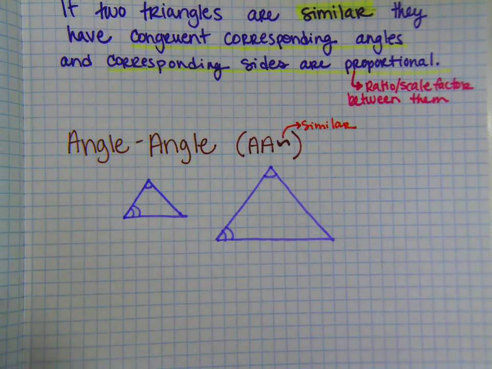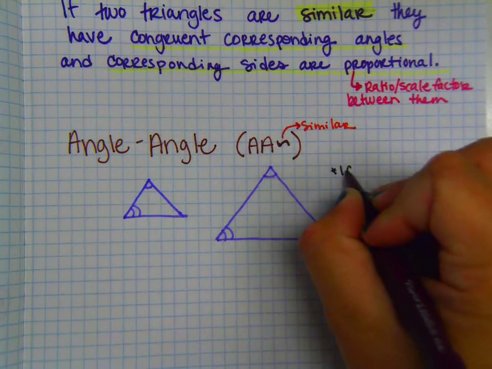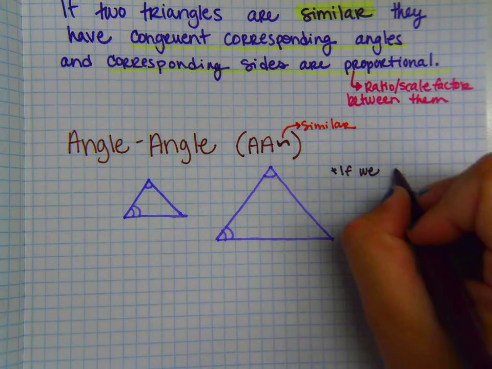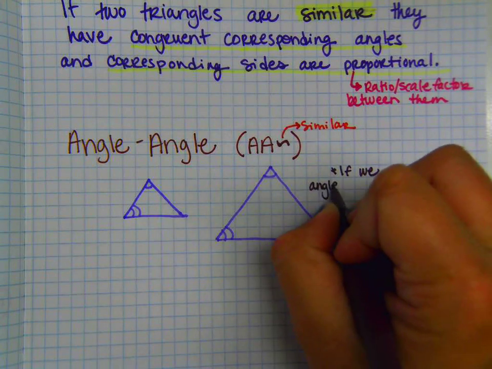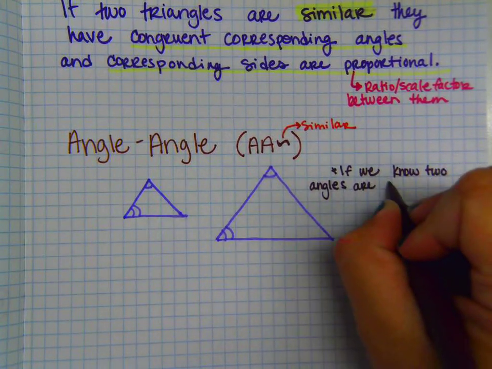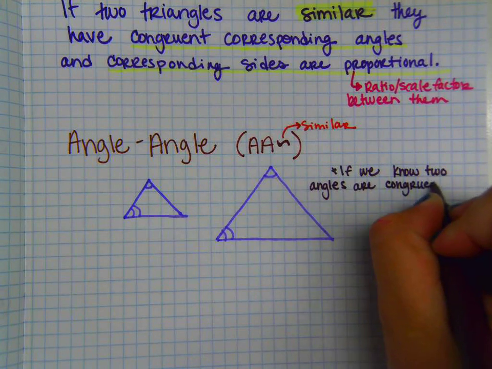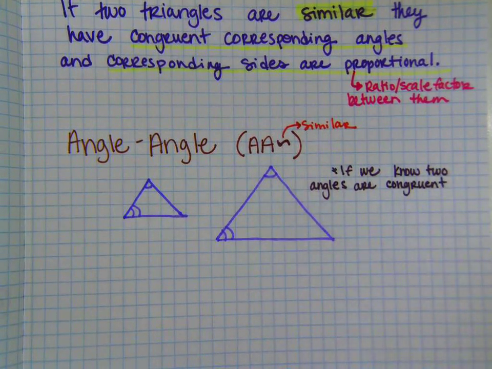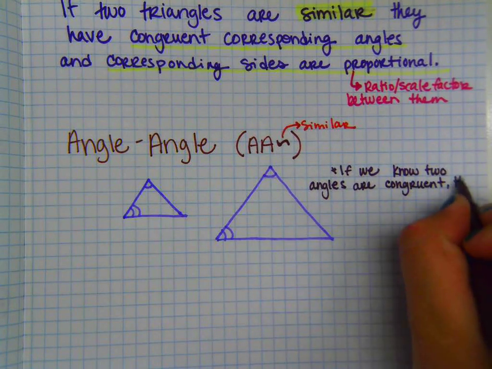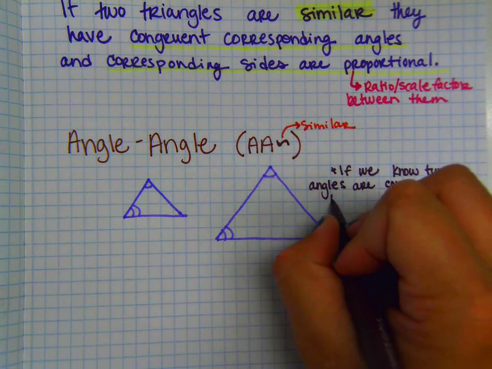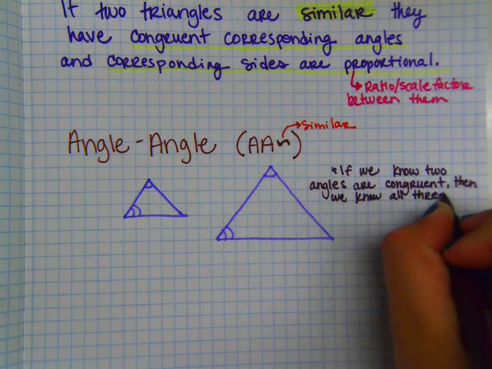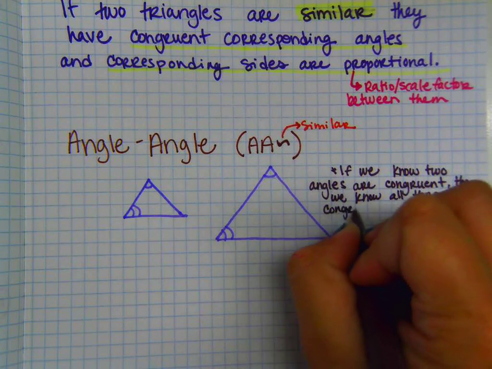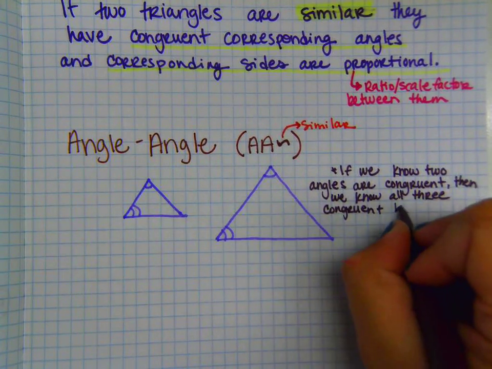And I'm just going to write a little note over here. Which is what I said before. If we know two angles are congruent, then we know all three are congruent. By triangle sum.